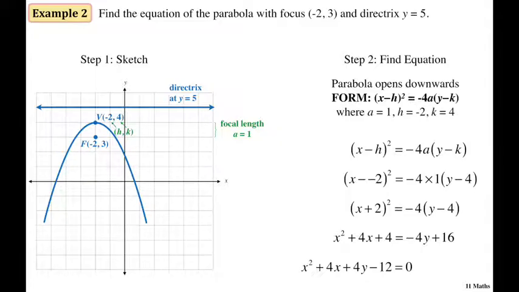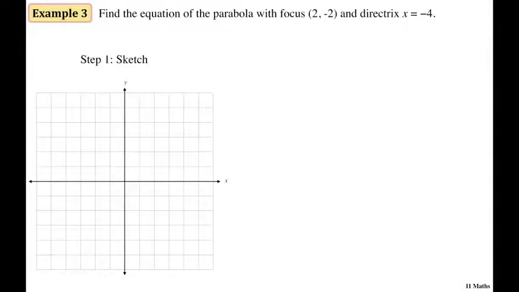Let's progress on to example 3. Feel free to try this. You can pause the video and then have a look and see what the answer is, but try it before I do it. Okay, let's graph the situation. We know what the focus is, we know what the directrix is. So the focus is (2, minus 2). The directrix is at x equals minus 4.